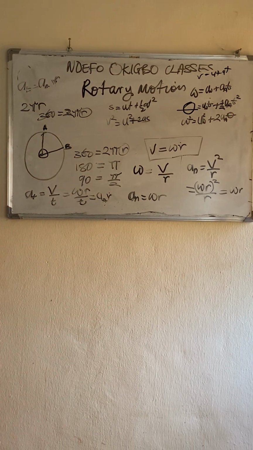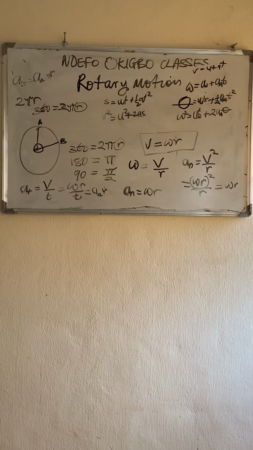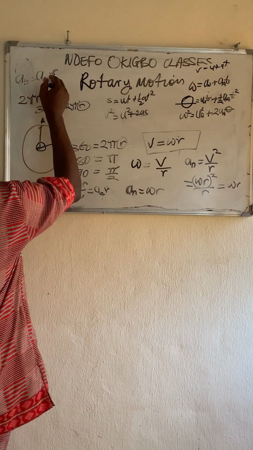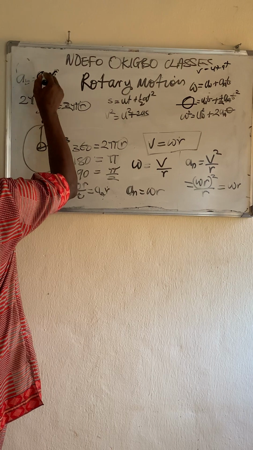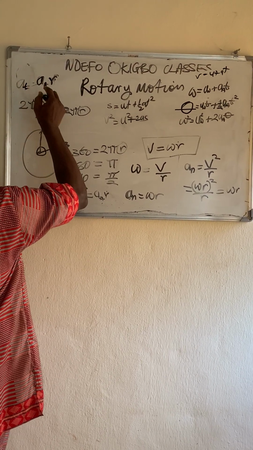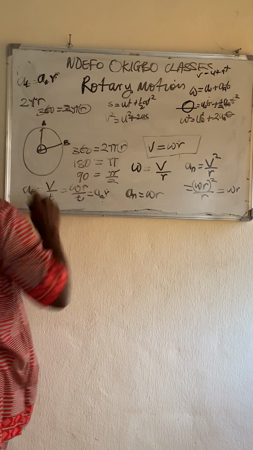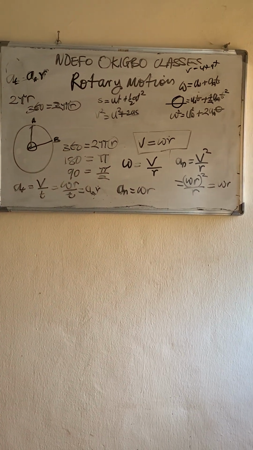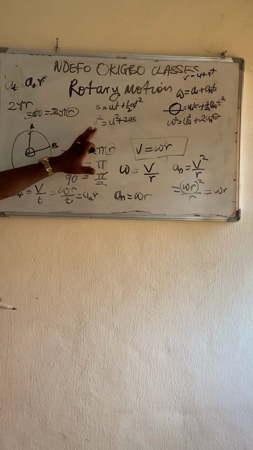So tangential acceleration is equal to angular acceleration times the radius of gyration. This is what we have found out now.